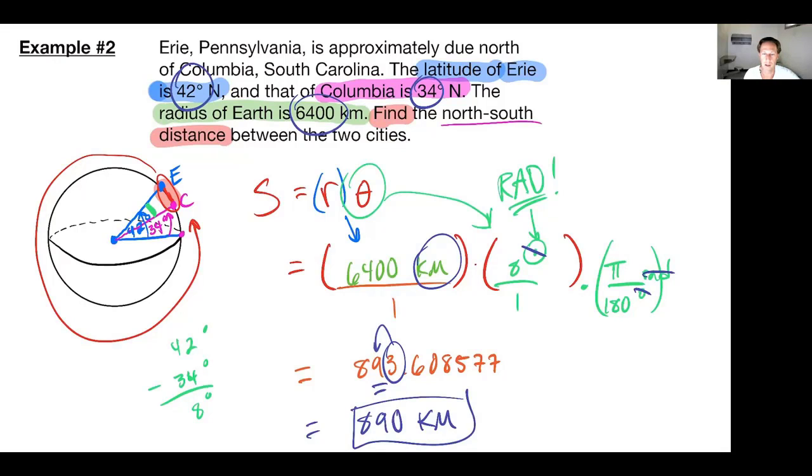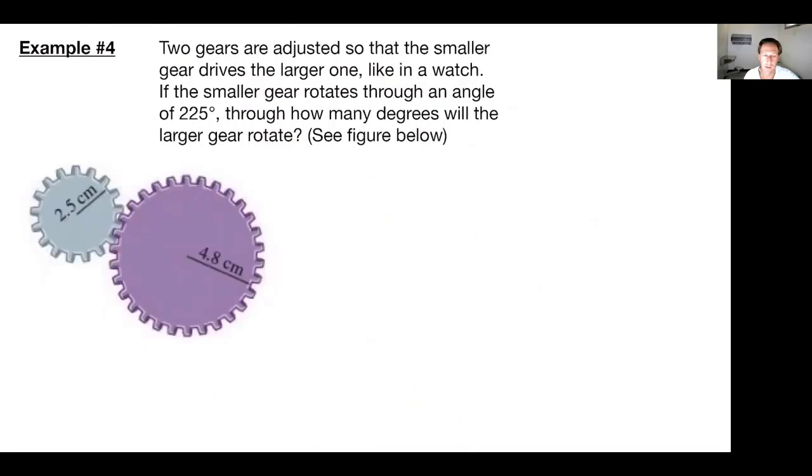Pretty cool that we can figure out that distance just by doing some simple trig. So let's try another that looks a little bit different. Now we're talking about the inside of clocks or watches, the old school ones, not the digital ones that can take cell phone calls and things like that. All right, so this one has 2 gears that are adjusted so that the smaller one is the one that actually has the mechanism that makes it turn. And if this one turns, because of these teeth, it's going to actually turn the other one as well. So if this one is rotating this way, it will push this one that way.